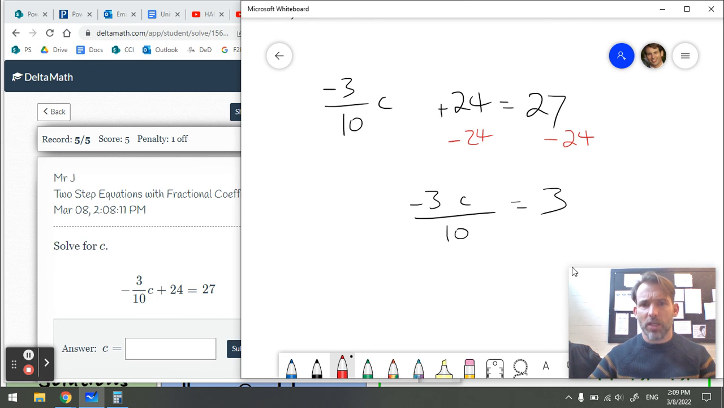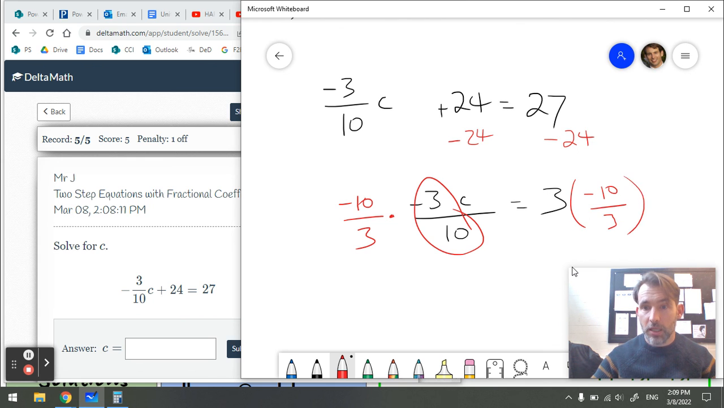But I don't do that because it's more time consuming. I just multiply by negative 10 over 3. I just flip this fraction over and multiply that on both sides. The 3 cancels the 3, and there's my answer, negative 10. Why does that give me my answer? Because here the 10 cancels the 10, the negative cancels the negative, the 3 cancels the 3, and I'm left with C. So C is equal to negative 10.